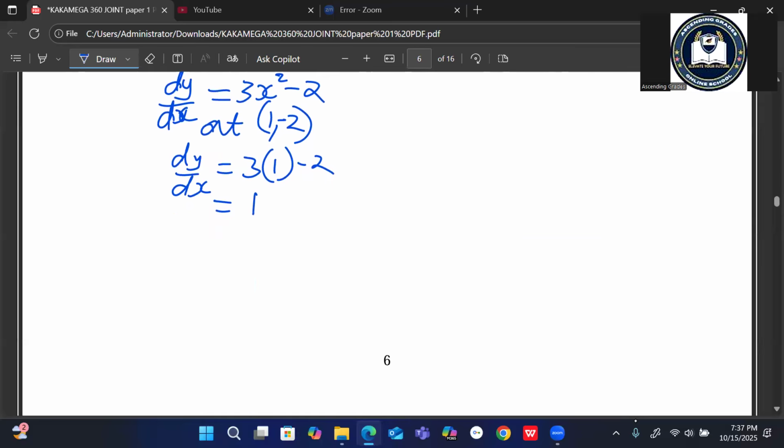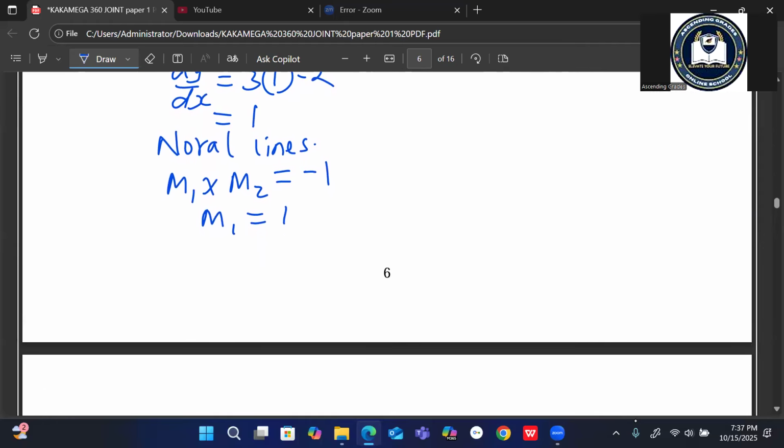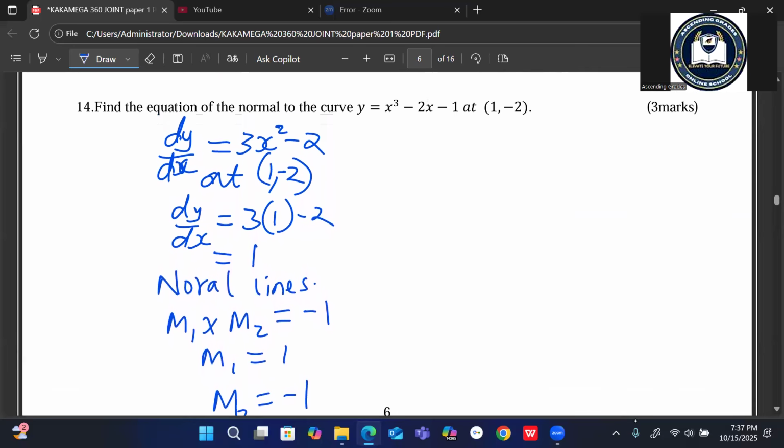So under normal lines, m1 times m2, gradient 1 times gradient 2, should give you negative 1. So gradient 1 is equal to 1. Therefore, automatically gradient 2 will be equal to negative 1. So you already have the gradients and you have the coordinates. So negative 1 should be equal to change in y over change in x.